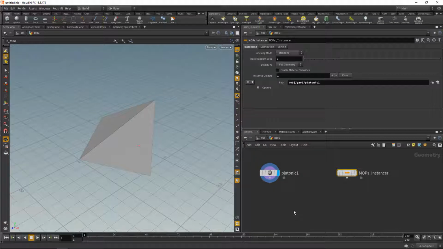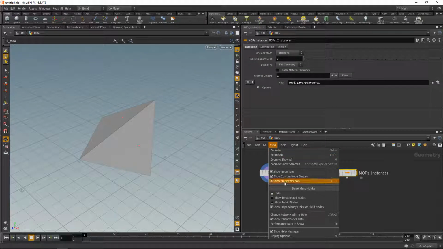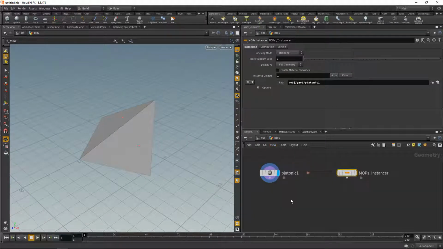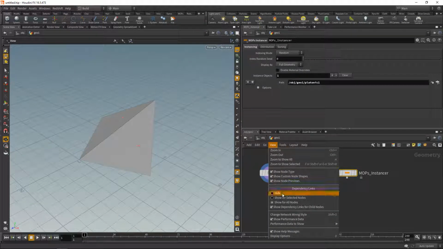By the way, some of you guys complained that you cannot see which geometry goes into the instancer. And as a visual hint, you can go to View, and then Dependency Links, Show for Selected Nodes, or Show for all nodes. So Houdini will display those kind of lines showing which geometry is being used in the instancer. For now, I will just hide those.